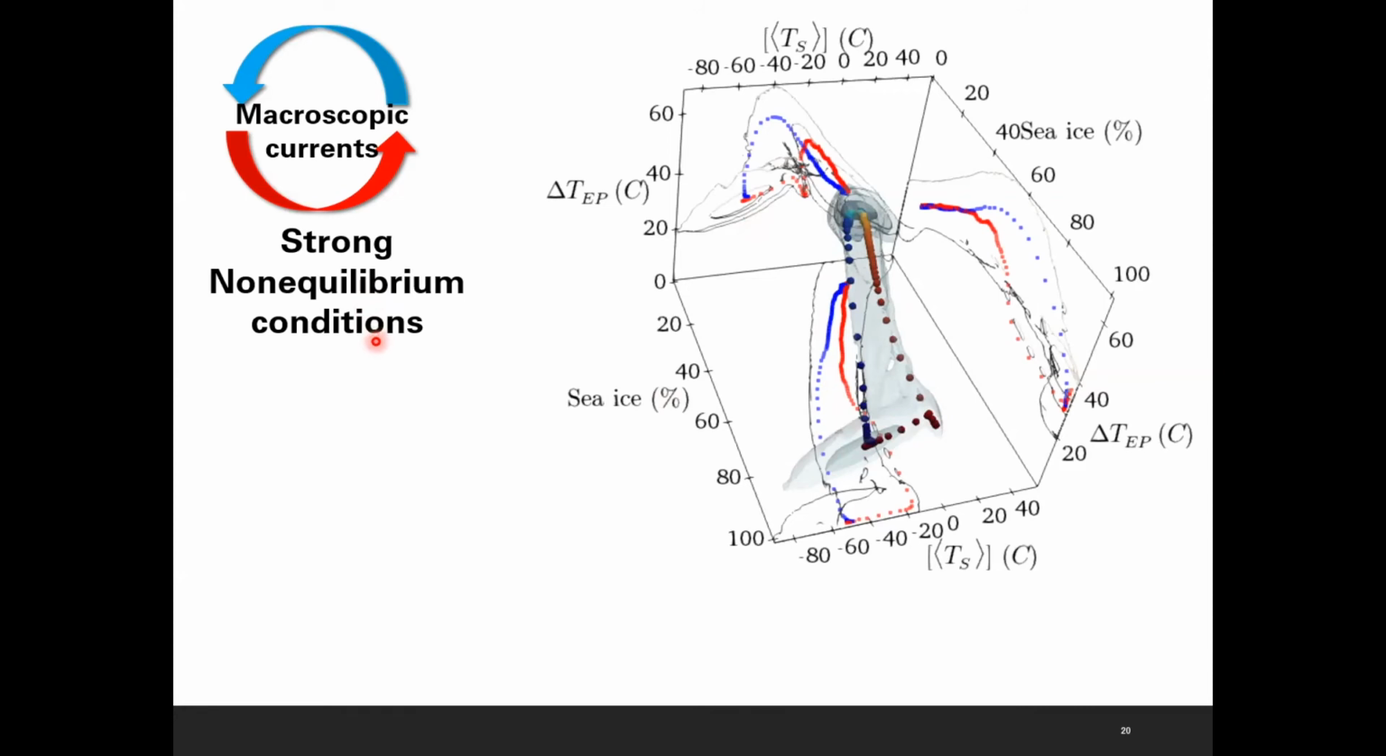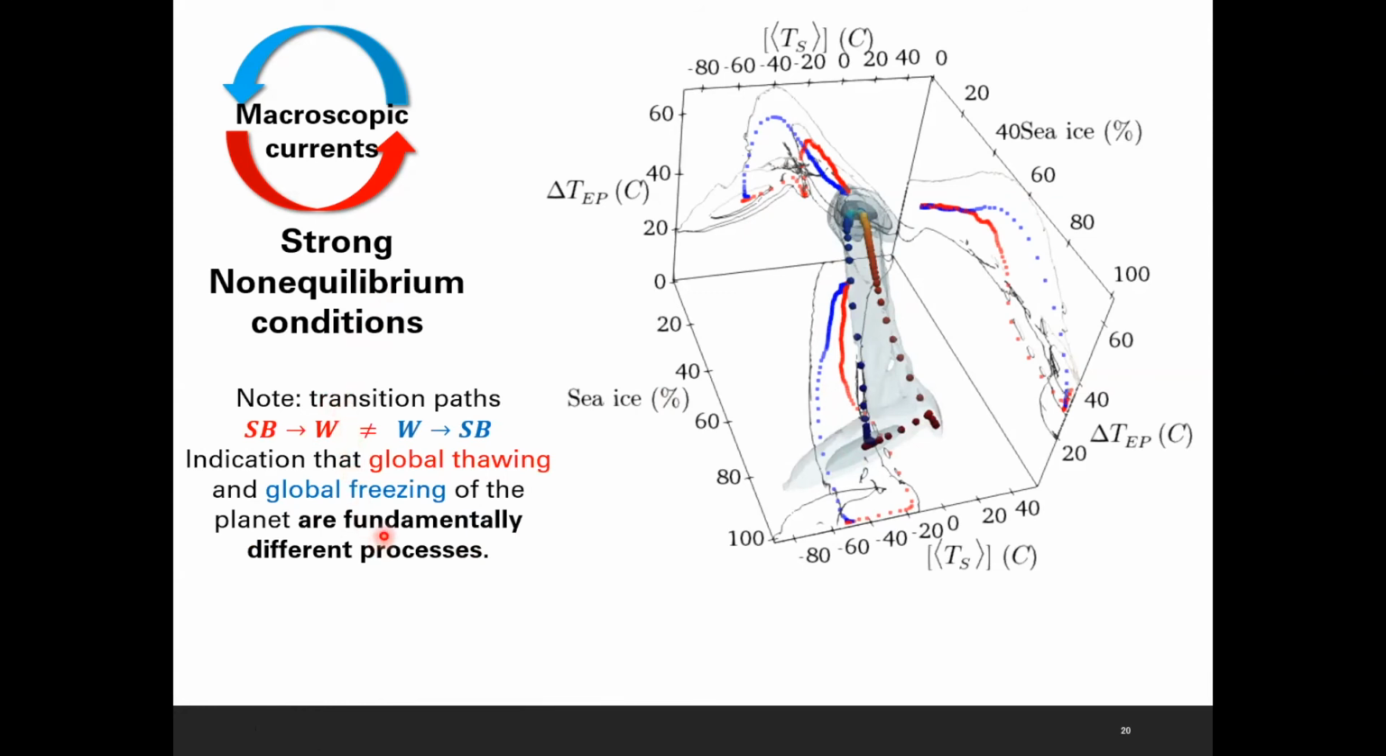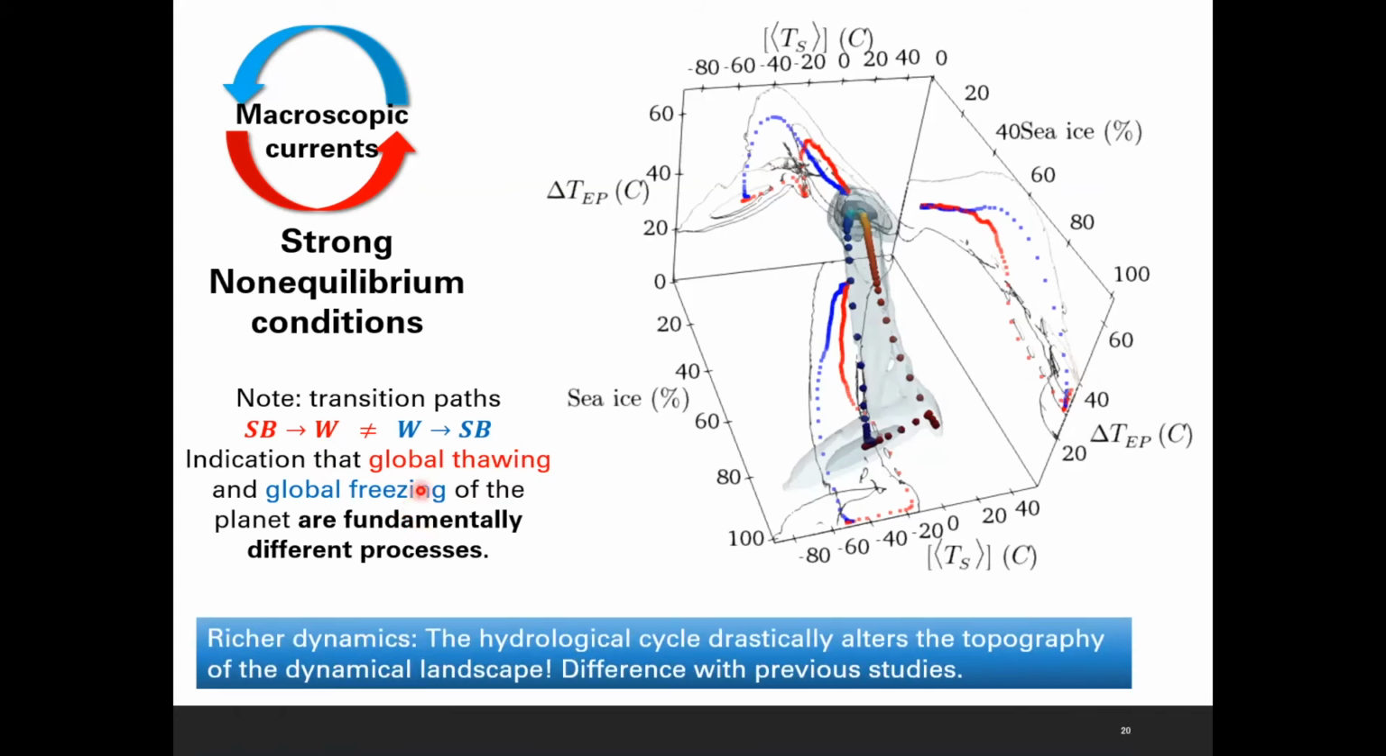And this is an indication of strong non-equilibrium conditions, which of course is what characterizes the climate as it is. So we see that the transition paths, snowball to warm, are not the same as the opposite, but not only that, they do not even lead to any common point in the configuration space. So the global thawing and the global freezing of the planet are two completely different processes. And the idea, where we ended up and wrote in this paper, is that the dynamics get enriched essentially because of the introduction of the hydrological cycle, and therefore this alters the topography of the dynamical landscape.